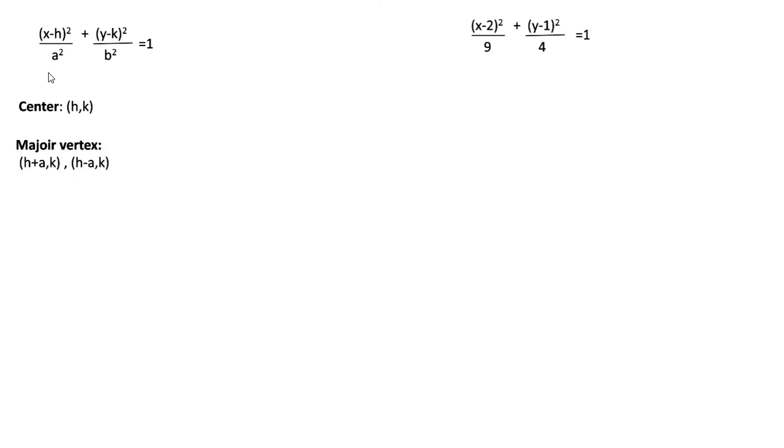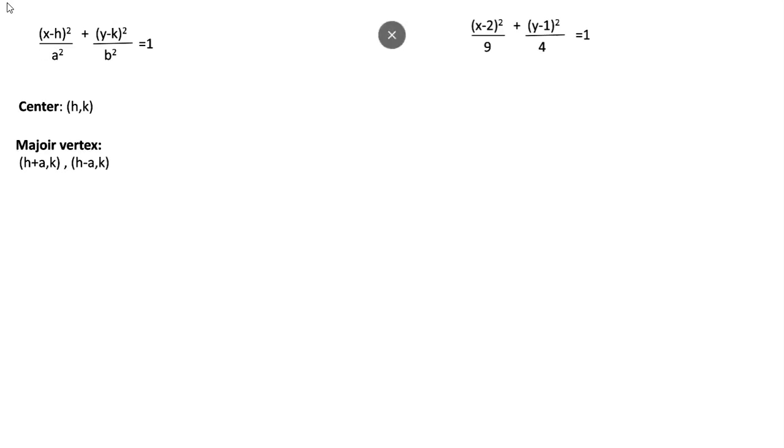Our major vertices: in the standard format, a is always greater than b. So you might see them where a is under y and b is under x. A is always the larger one, and in this case, a is under x. And I'm putting these formulas up here. These formulas are also in your book, table 9.1 at page 960, and they have them there for both cases.